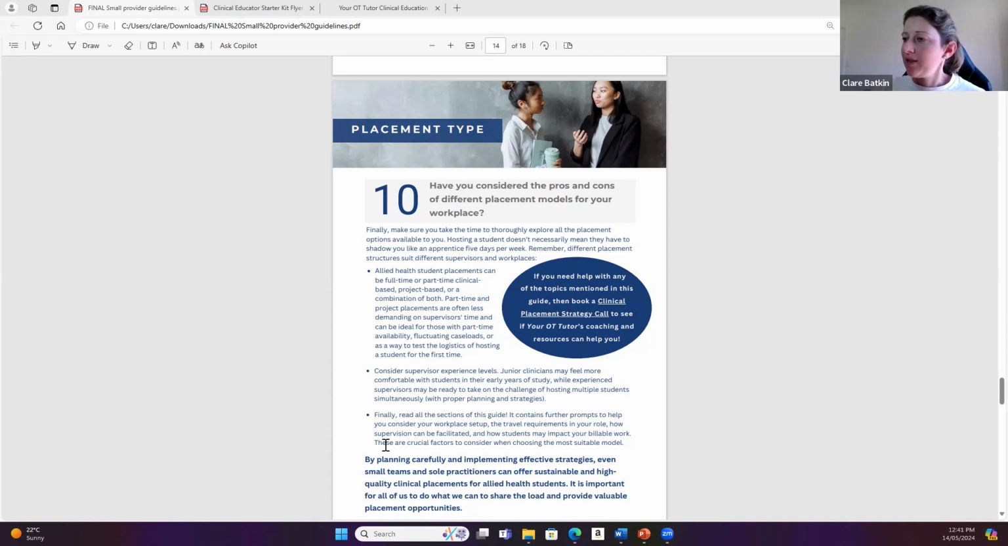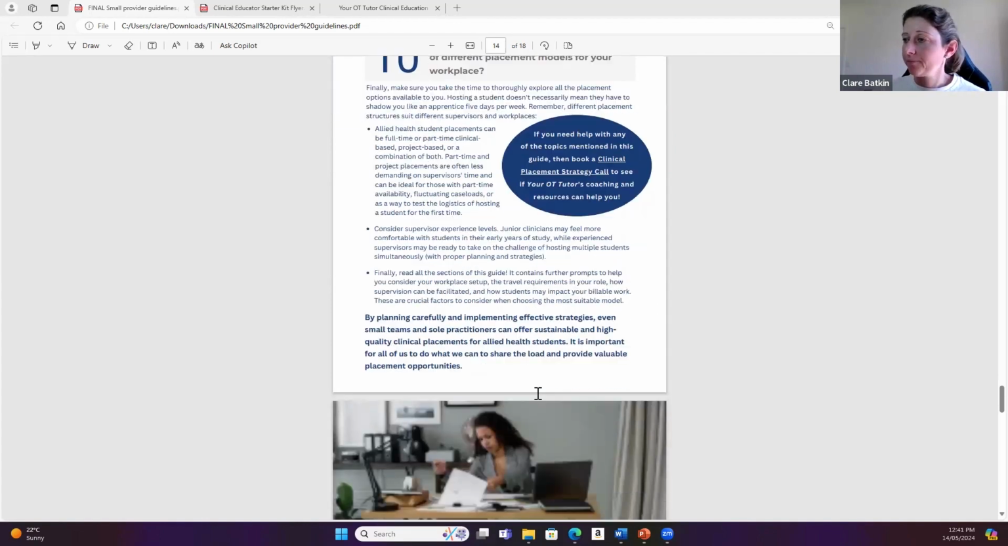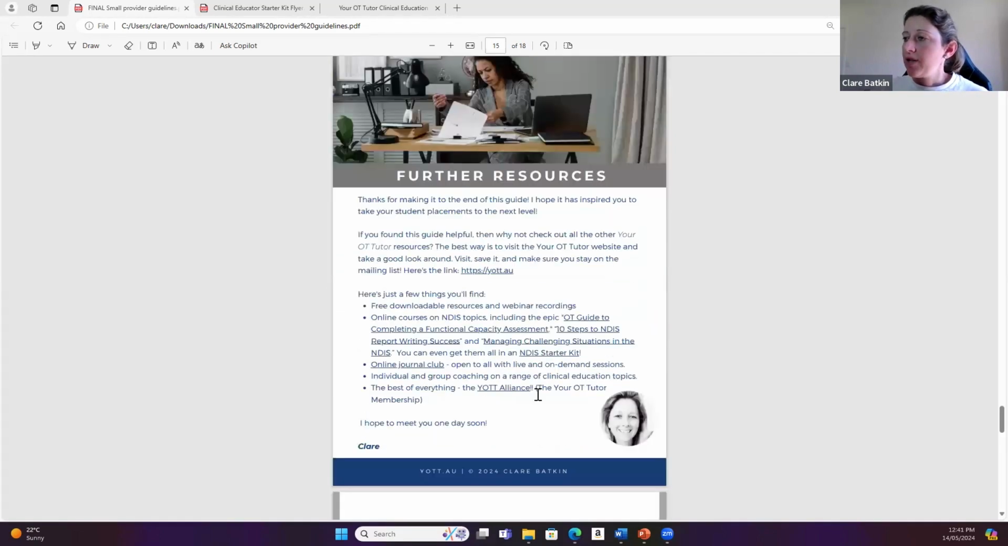All these other things as well. I think that the main tip here is basically go back through all those other questions that we've just covered, and that will hopefully guide you in the right direction of what sort of placement you might be able to offer.